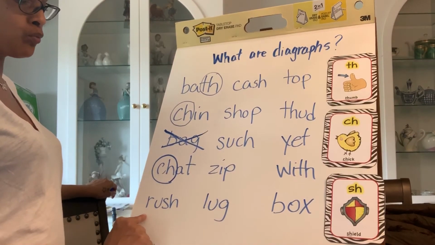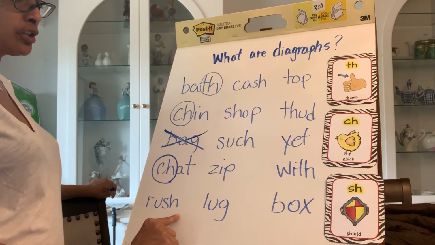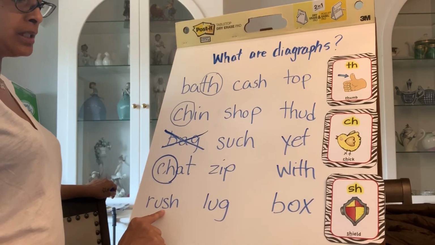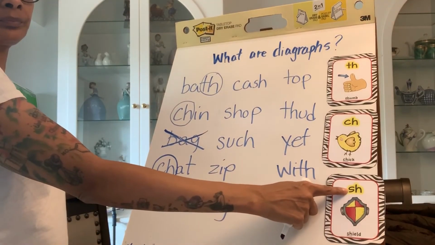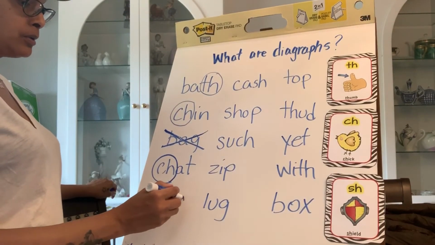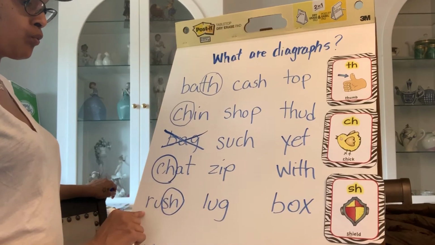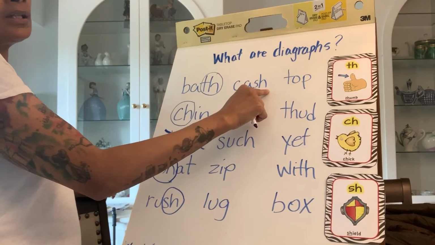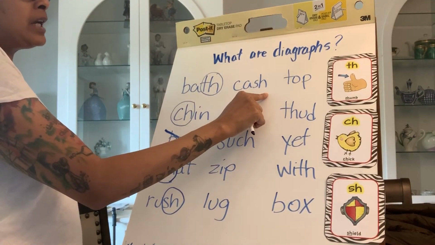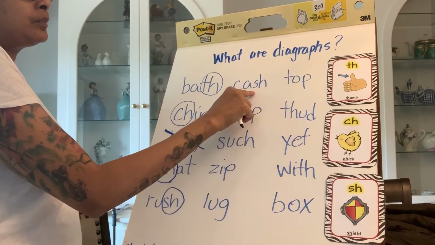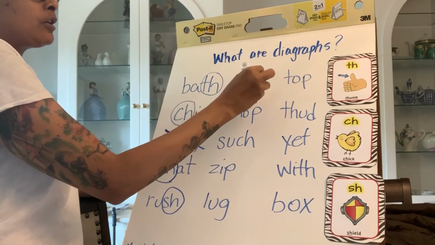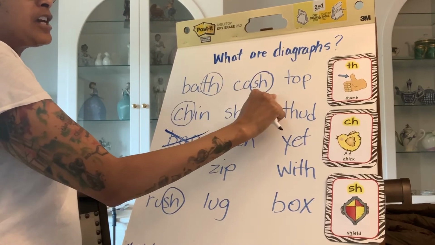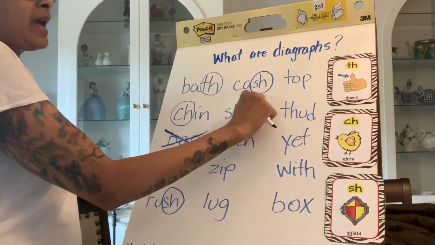Let's look at this word. It's rush. Do we see a digraph? You should see SH. Circle the SH. So this is rush. What do you see? If you said you see an SH, you would be right, and we would circle it. So this would be ash, cash.